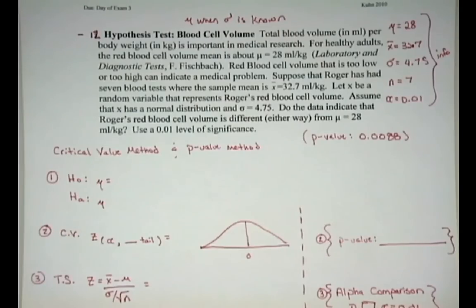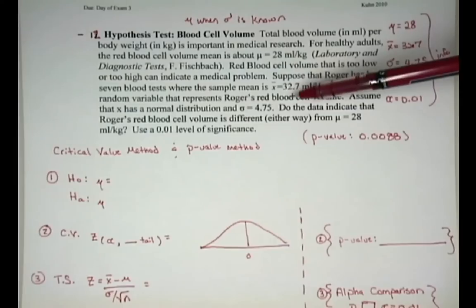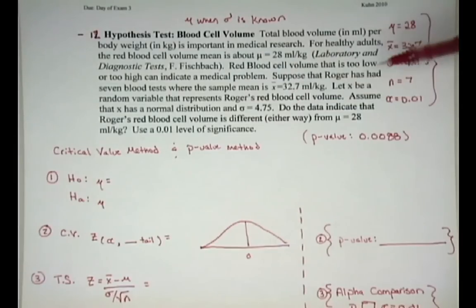Okay, students, so now we're going to do a hypothesis test for a mean when sigma is known. This is about blood cell volume, and I've collected all the important information from the paragraph and jotted it down on the side. It's important to note that this is a small sample size, but we can use a z-test because we know the population standard deviation. Since the population standard deviation is known, the sample size is irrelevant, okay?